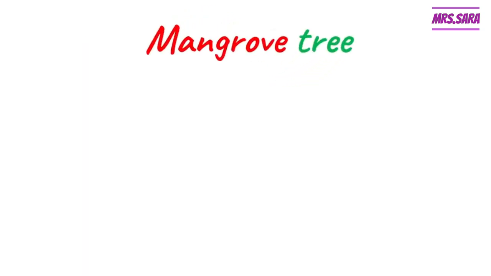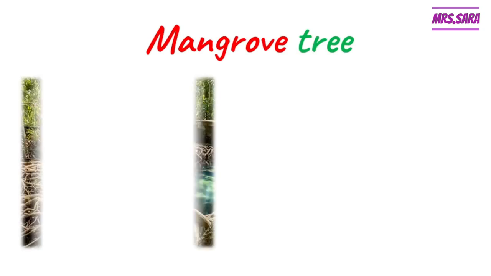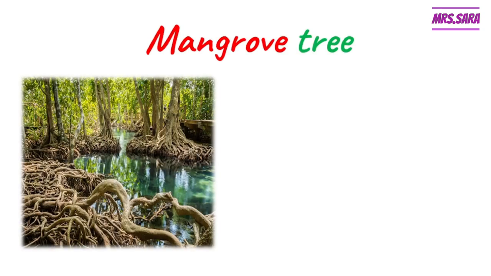Our first plant is the mangrove tree. This is the shape of the mangrove tree. As you can see here, the mangrove tree lives in water, which is salt water. So the habitat or the home of the mangrove tree is salt water.